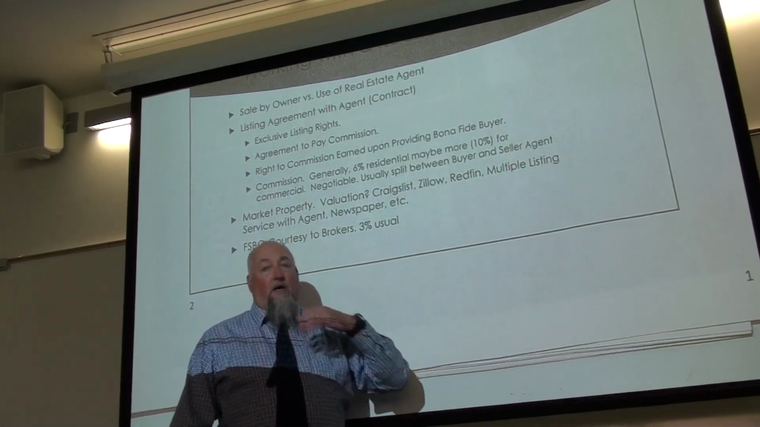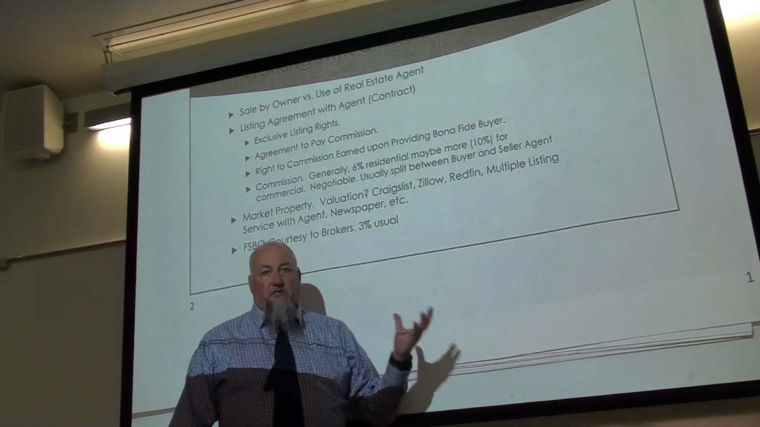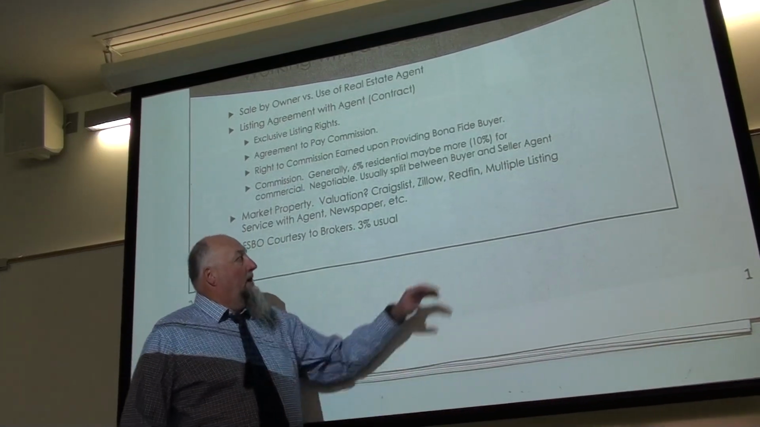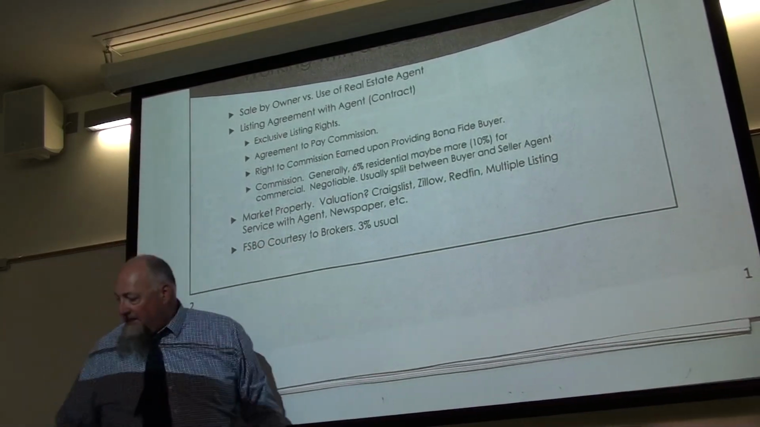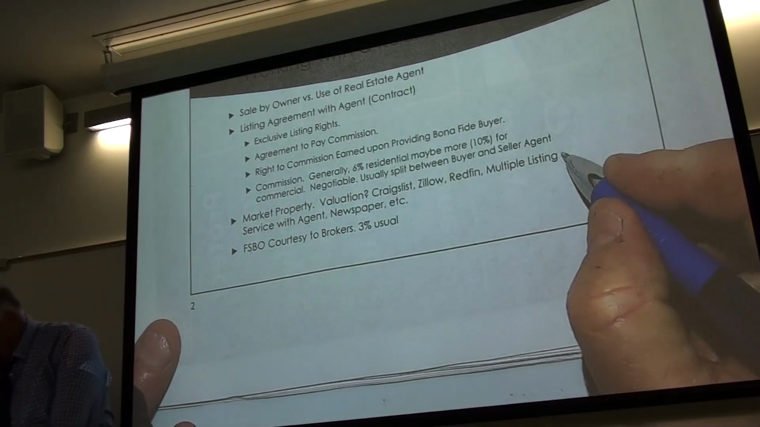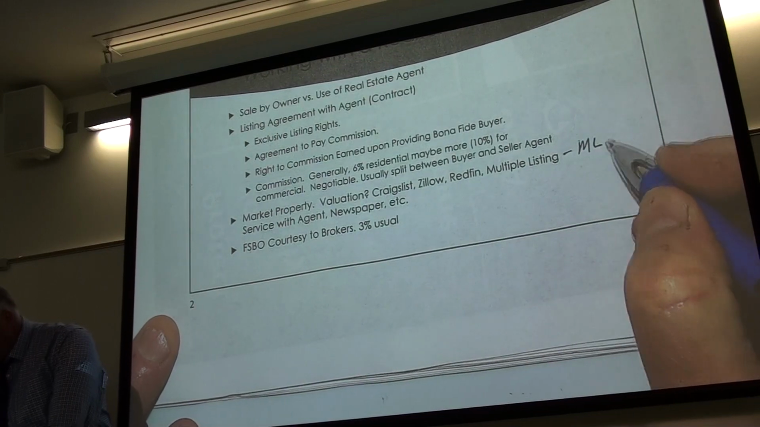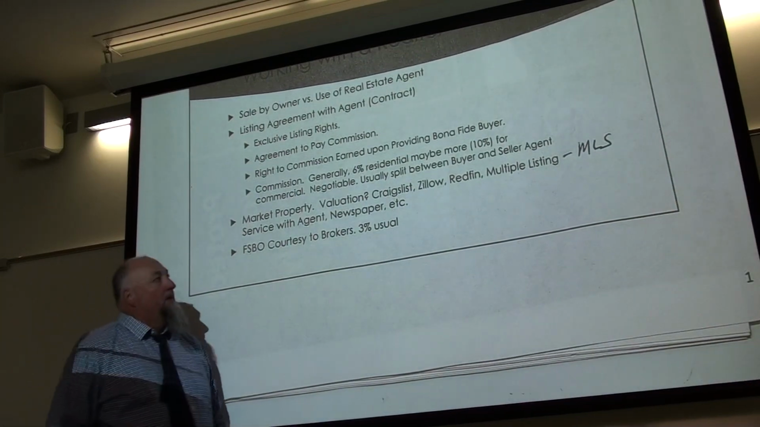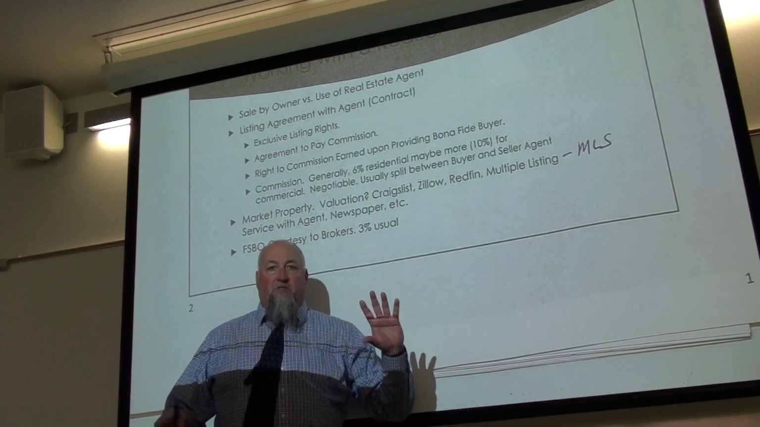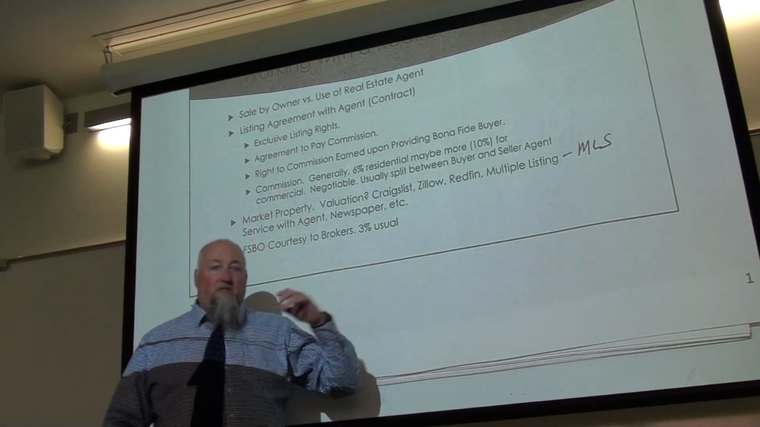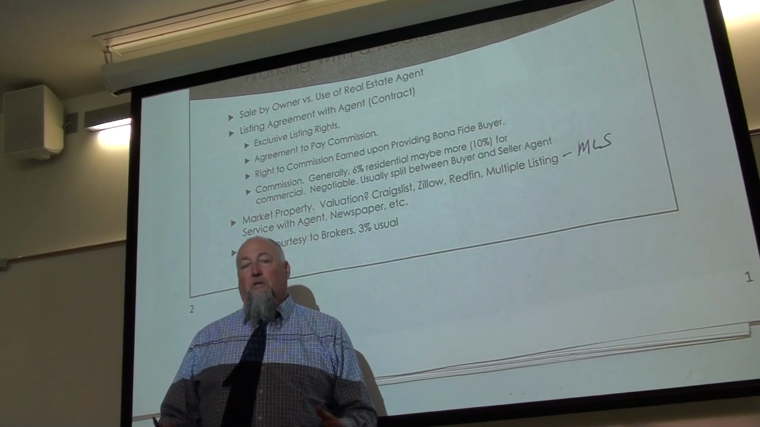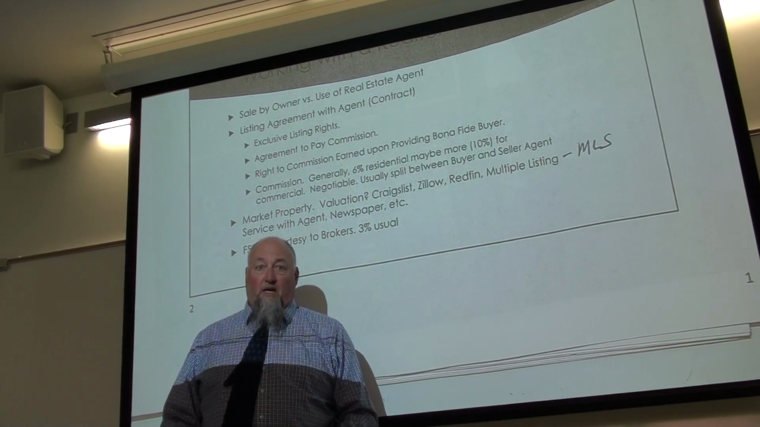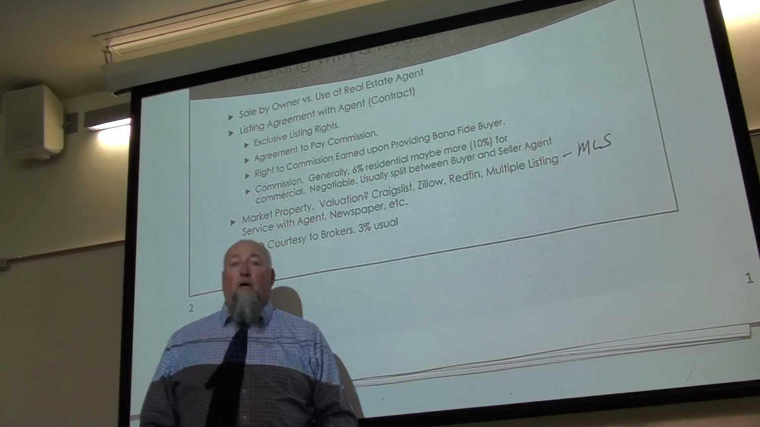Redfin is another online real estate sales platform. And then here's that multiple listing service that I talked about earlier. That's abbreviated, just so you know. You'll see this term in the real estate industry. That's referred to as the MLS, and that stands for multiple listing service, which is an online database that is only available to real estate agents that pay for that service.